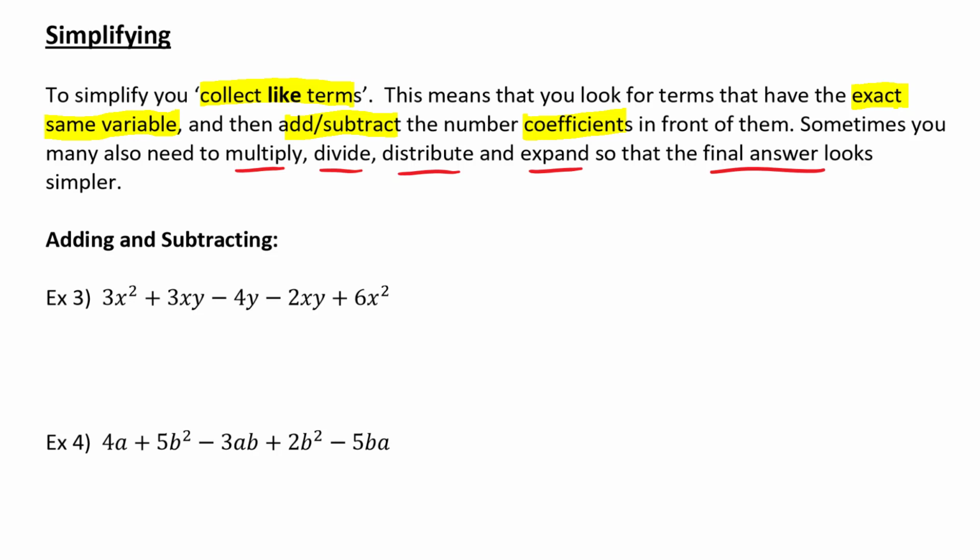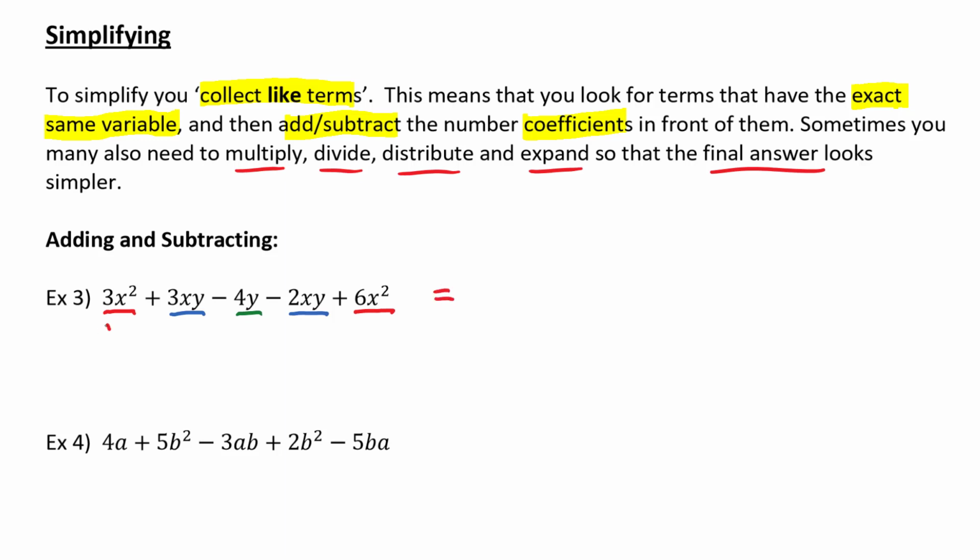I have 3x squared plus 3xy minus 4y minus 2xy plus 6x squared. Remember, like terms have exactly the same variable. So here I have 3x squared, and here I have 6x squared. The variable is x squared, so those are exactly the same. Other ones I have here, 3xy and 2xy. They have the exact same variables, x and y. And 4y, the y is on its own. So what I can do is I can collect like terms together.